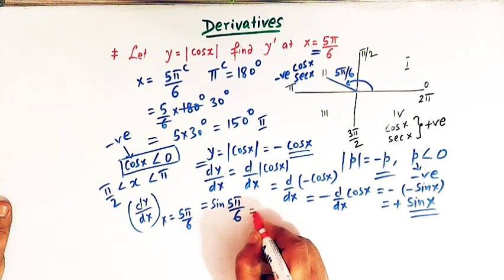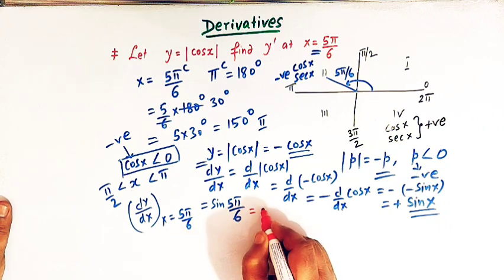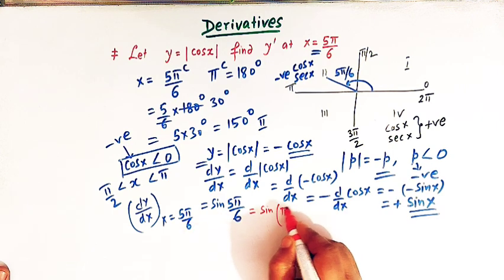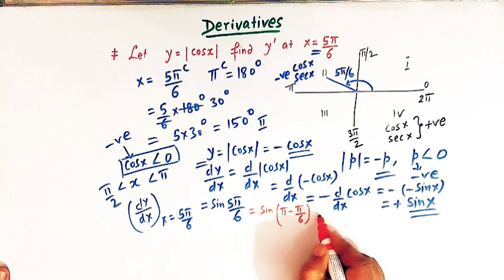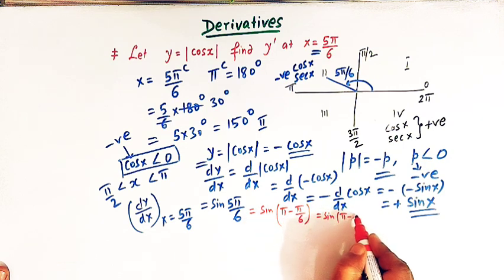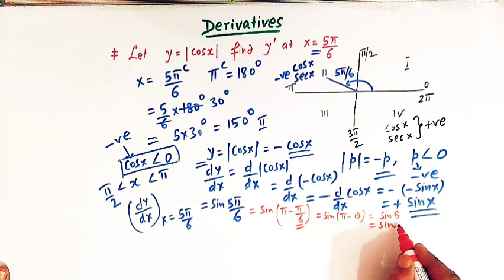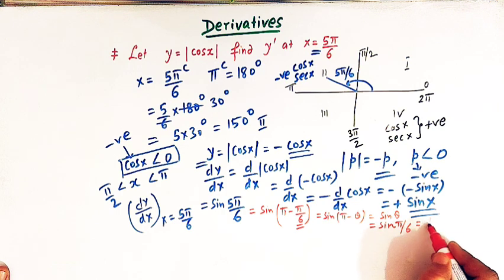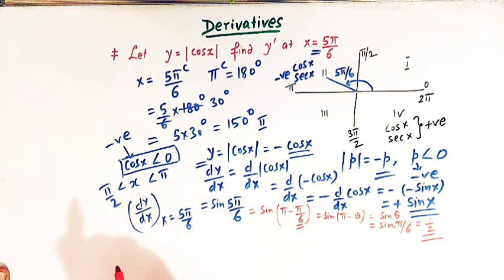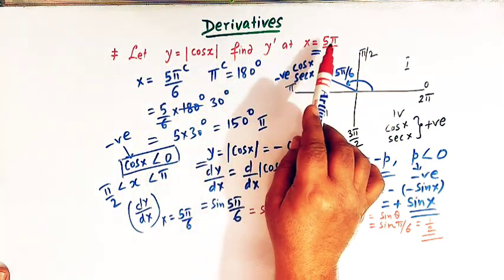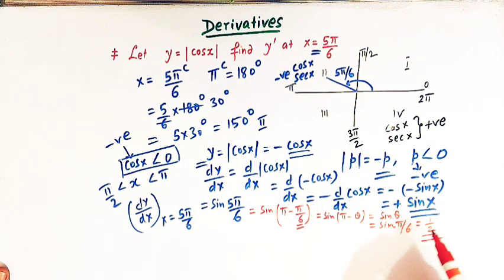So now to get the value of sin 5 pi by 6, we can split 5 pi by 6 as pi minus pi by 6. So this is of the form sin(pi minus theta), and sin(pi minus theta) is equal to sin theta. So we have sin of pi by 6, and sin pi by 6 is sin 30 degrees, that is equal to half, right? So the value of the derivative of y is equal to mod of cos x at x is equal to 5 pi by 6 is equal to half.